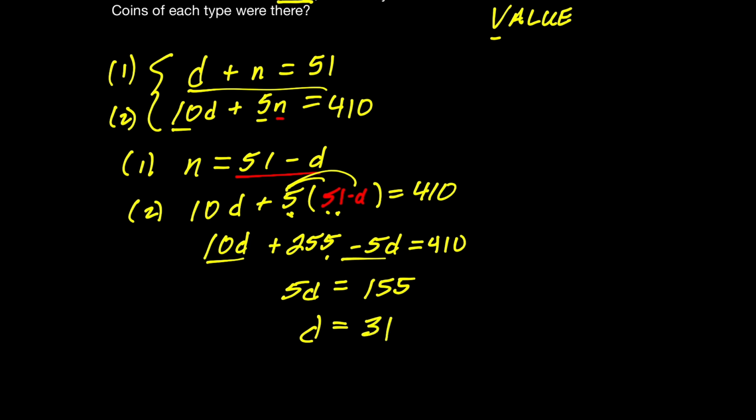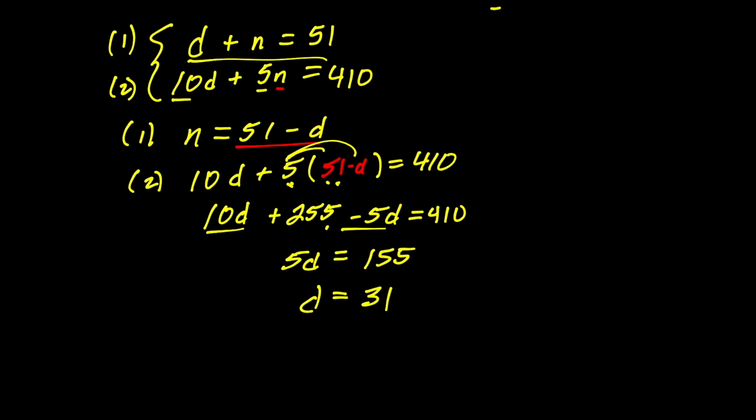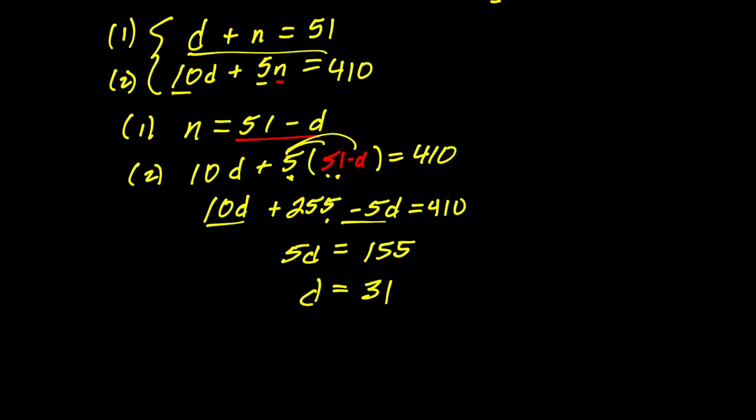So there's 31 dimes. Now that I know how many dimes there are, I'm going to go back to this equation. It's already solved for N, and that's equation 1. So N equals 51 minus 31. That's the 31 I just solved for. So N is going to have to be 20. 51 minus 31 is 20.